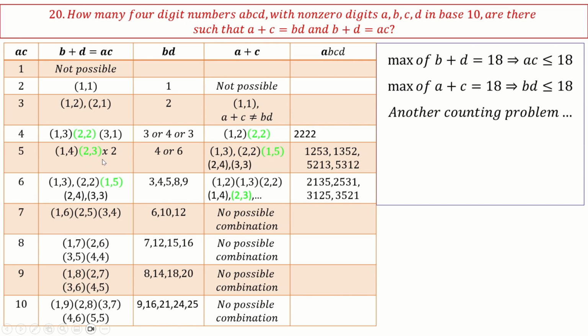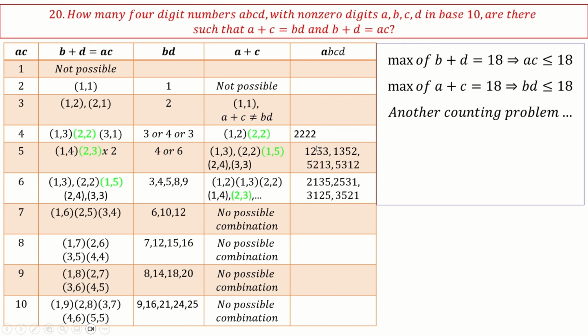Now for AC equal to 5, 2 comma 3 I get. Here also I get a possible solution. If B plus D is 2 comma 3, BD is 6. If BD is 6, I can have my AC as 1 comma 5, and 1 comma 5 is basically 1 into 5, which is equal to 5. So it is a possible solution.